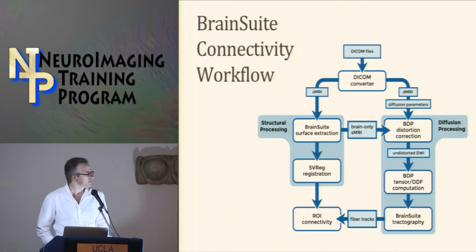Essentially this is one aspect of the kind of workflow that we do in the software. We can follow essentially two streams. One performs the surface extraction, the registration and automated labeling, and the other performs the processing of the diffusion data, so that we can extract things such as tensors and ODFs and perform tractography. Then we can combine these together to look at connectivity and different aspects of the structure of the brain.